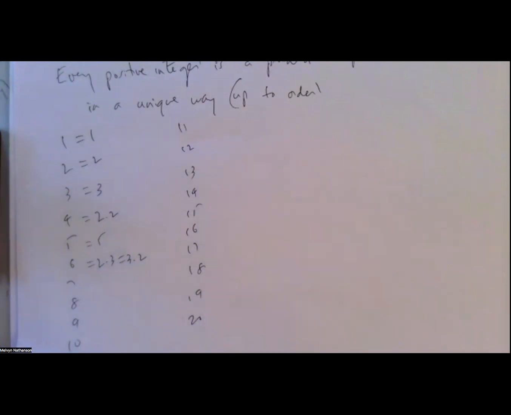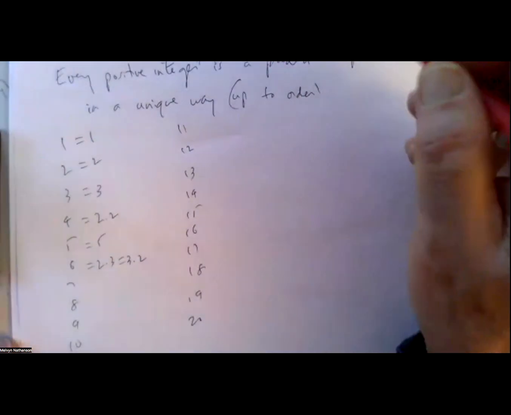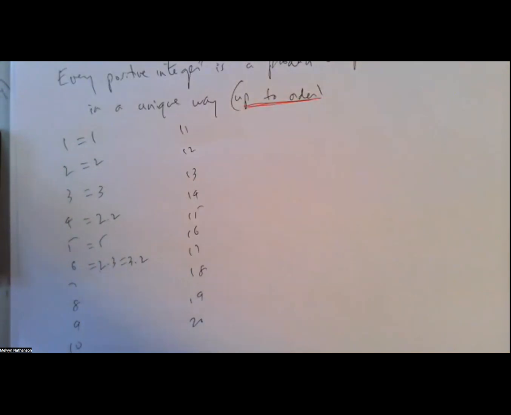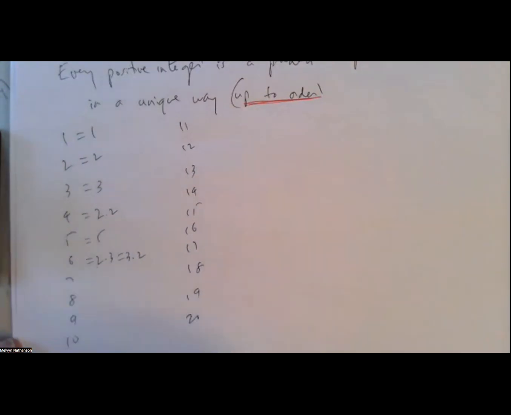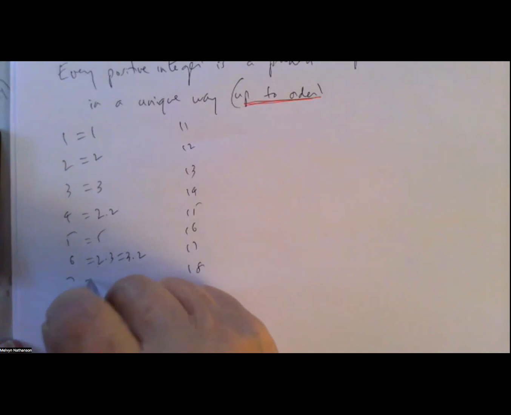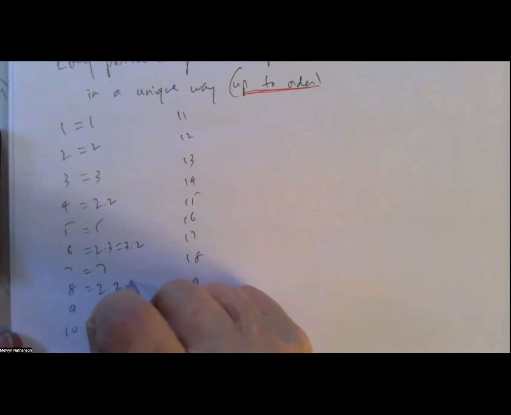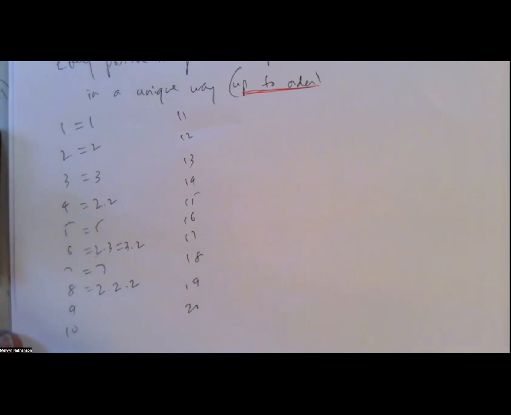So that's what I mean when I write every number is a product of primes in a unique way up to order. You can rearrange the primes, but the same primes occur the same number of times. 7 is a prime. 8 is 2 times 2 times 2. You can't write 2 times 4 because 4 is not a prime. 9 is 3 times 3.